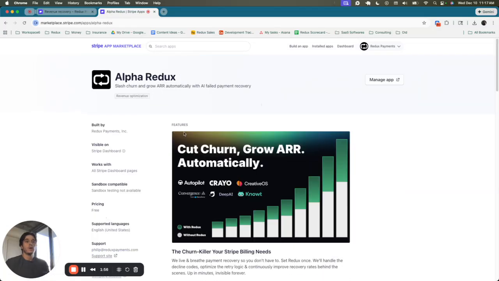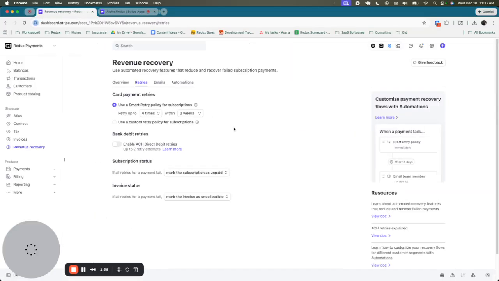So what does Redux do? We come in and essentially take these settings and take them to the next level. So what does that mean? We allow you to go beyond the 8 retries. We can configure up to the Visa limits, which is like 15. You generally do not want to go that high, and we are very aware of that. Our system is very intelligent around retrying, making sure that we maximize the recovery while minimizing the actual recovery attempts.